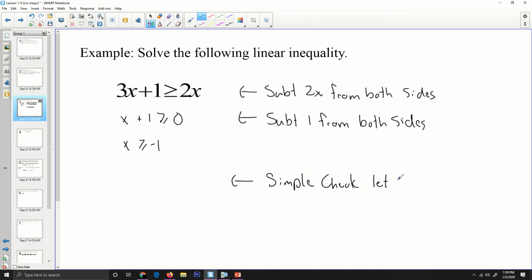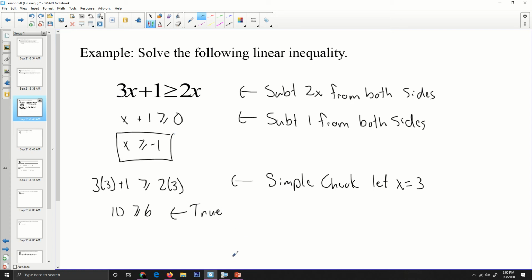So let's pick a value as a simple check. Let's let x equal 3. 3 is greater than or equal to negative 1. So 3 times 3 plus 1, is that in fact greater than 2 times 3? Well, 10 is certainly greater than 6, so that's a true statement. And now that's not necessarily a proof that our solution is correct, but that does give us an idea that it is in fact correct.